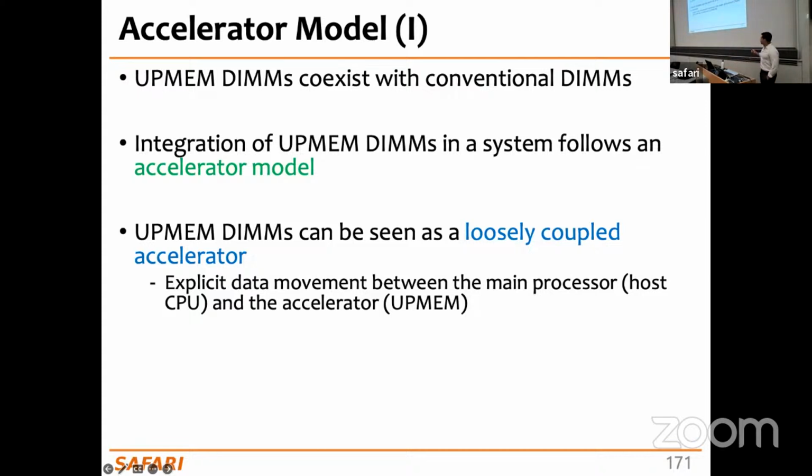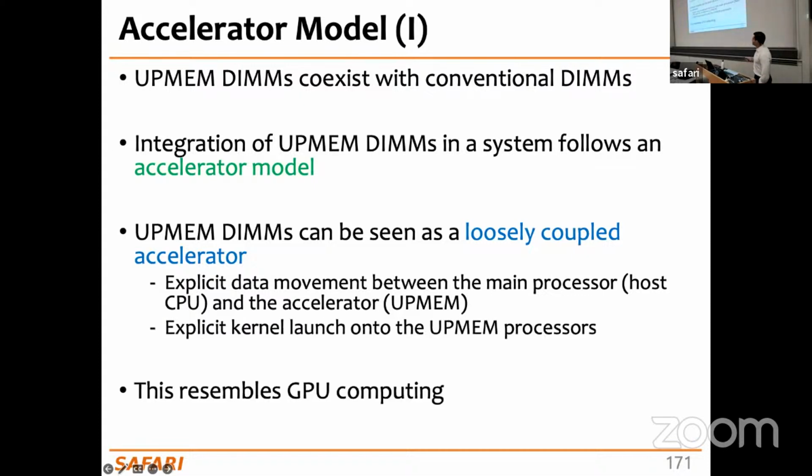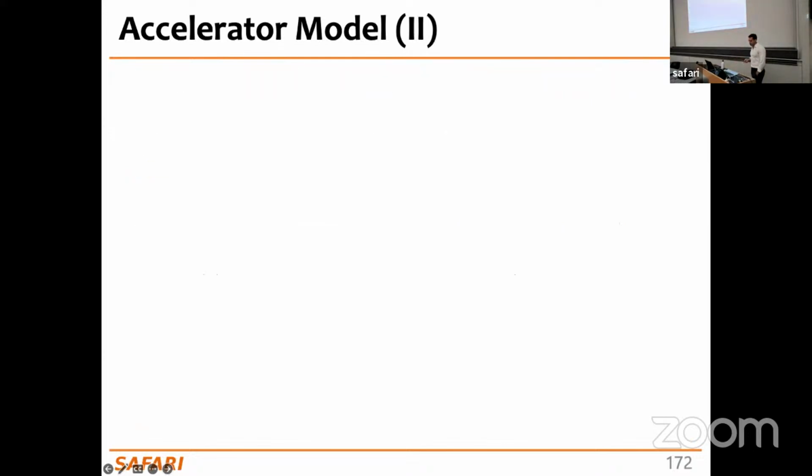So this UPMEM chip is going to follow this loosely coupled accelerator model, where we need to explicitly move data between the main memory and the accelerator itself. And we need to explicitly launch the kernel that is going to execute in the UPMEM chip itself. Again, as I mentioned, this kind of resembles how you would program a GPU.